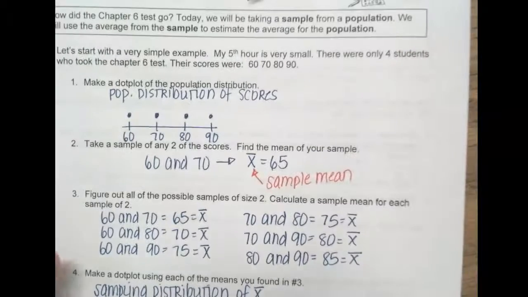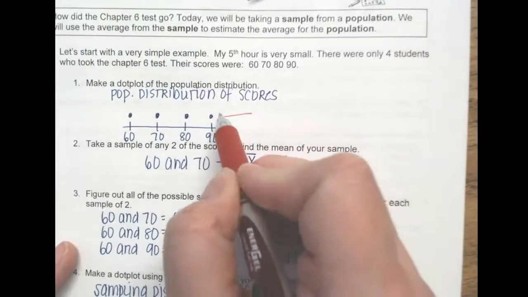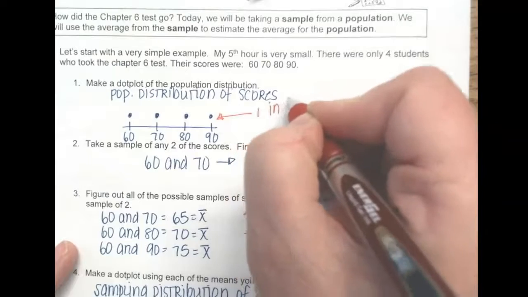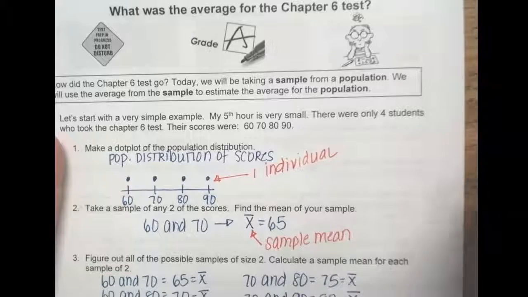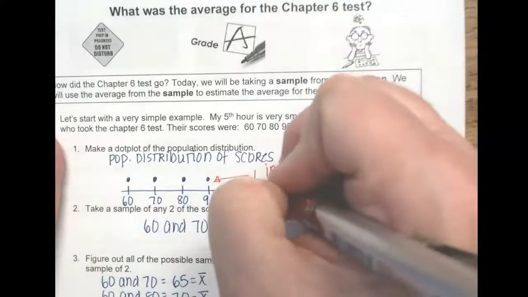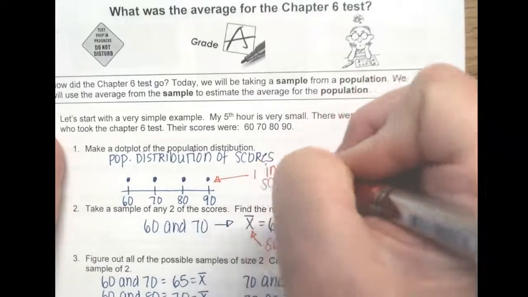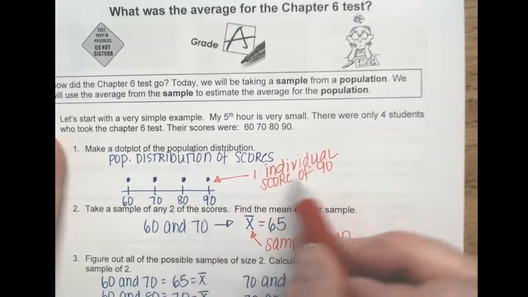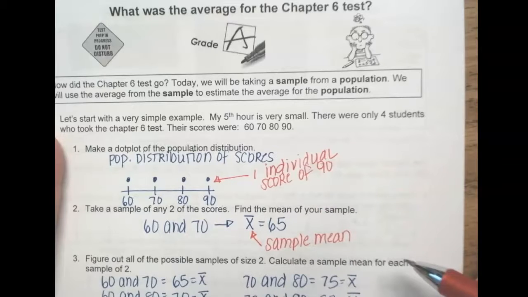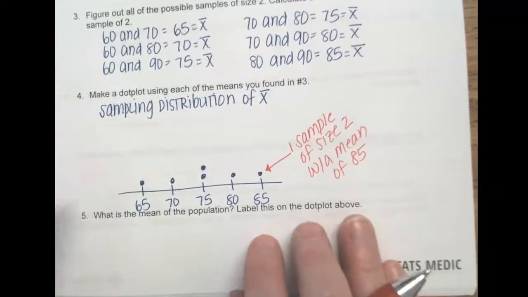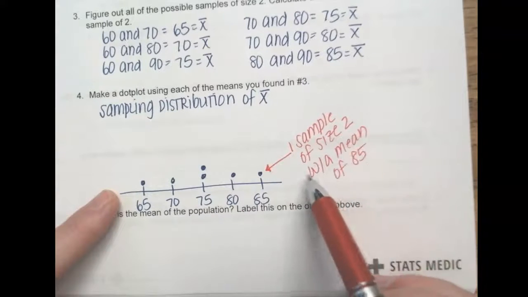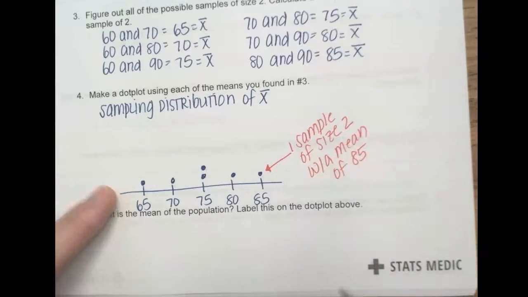This is the actual population here. So up here, that one dot is one individual that has a score of 90. In the dot plot, each dot represents one person's test score. And down here, we took samples to create these numbers. So each dot represents a sample of size 2, and in this case, it's a mean of 85.